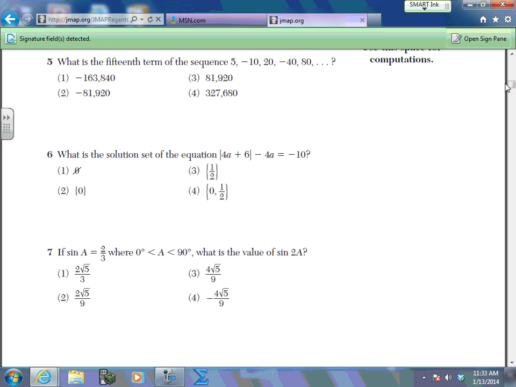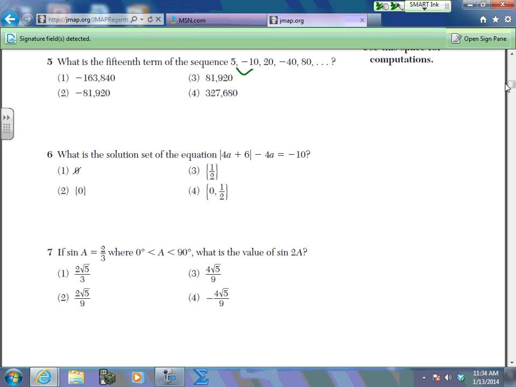Okay, here's a sequence one. Now they want to know which one is the 15th term of this sequence. Now first you have to determine, is this a geometric sequence where I multiply something, or an arithmetic sequence when I'm adding something? So start like this. Can I add something to get from 5 to negative 10? And then add the same thing on down, and on down, and on down. Or can I multiply something?